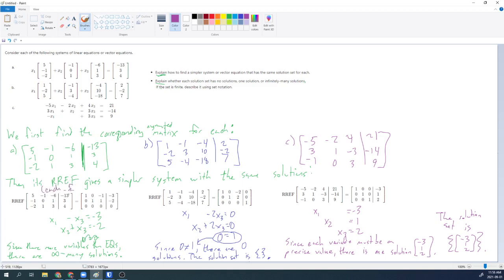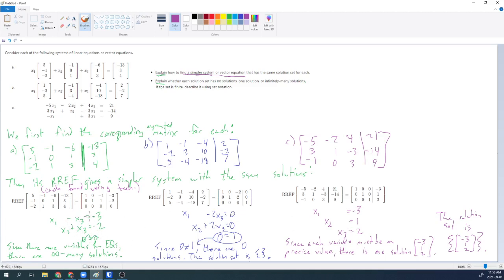Right, each found using technology. Maybe it's obvious because I copy pasted a screenshot. And then for each of those, again, I was told to find a simpler system or vector equation. I think the system's always better, easier to read for this last step. So I wrote systems for each from the outputs of the REF. These are systems that are equivalent to the original vector equations or system because they have the same solutions.